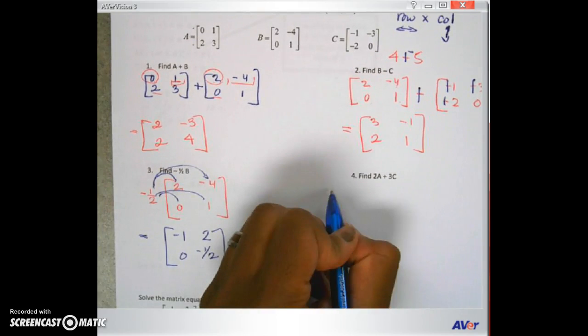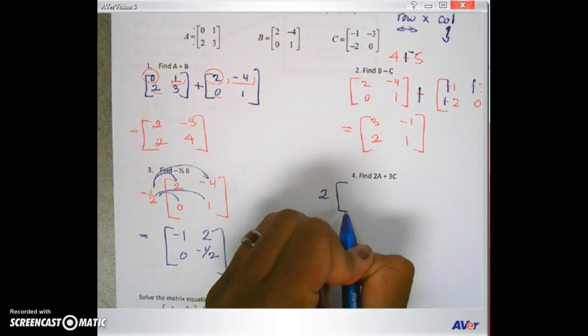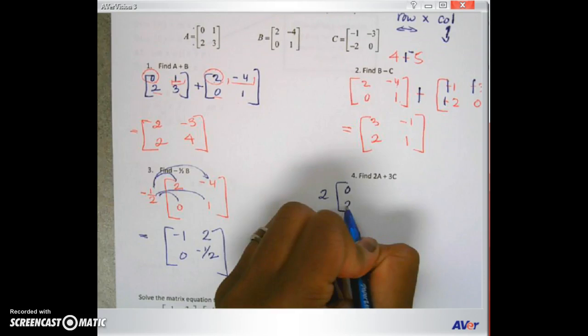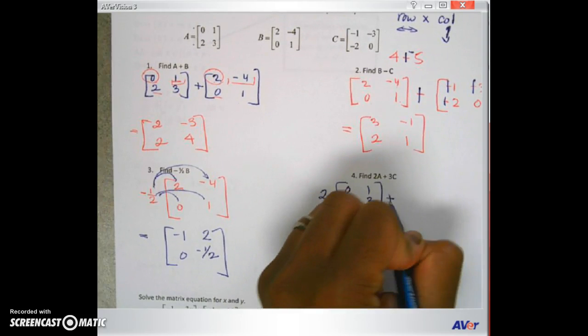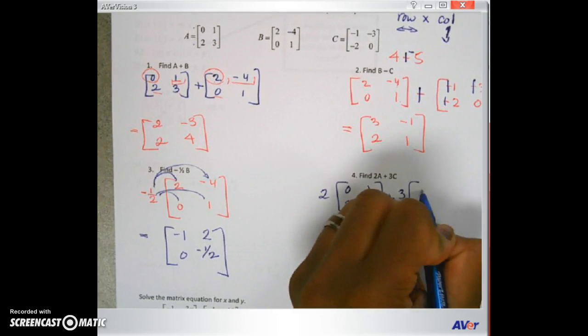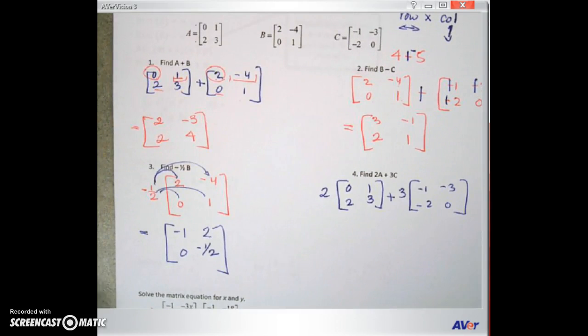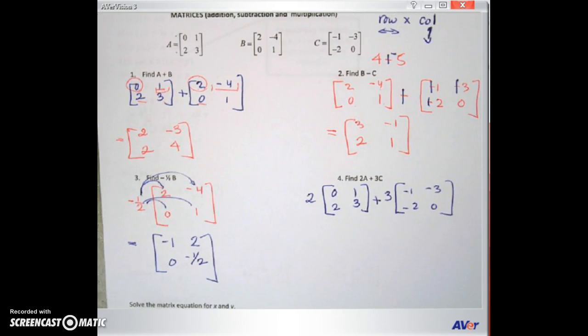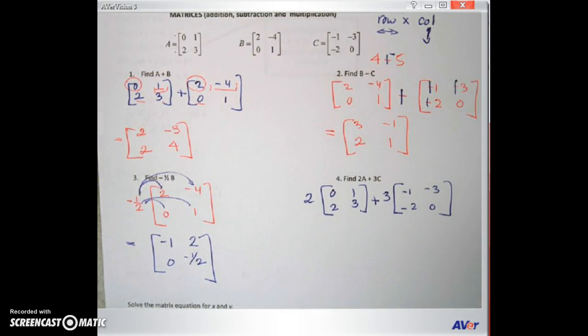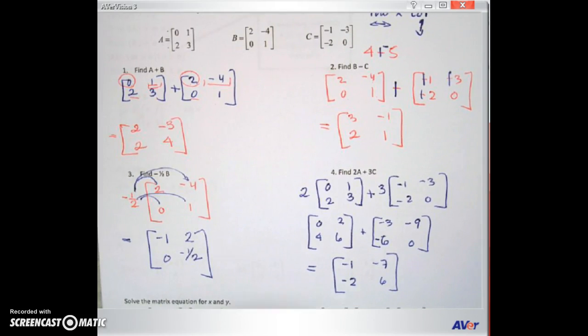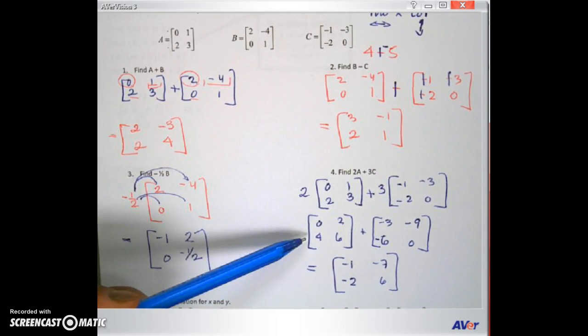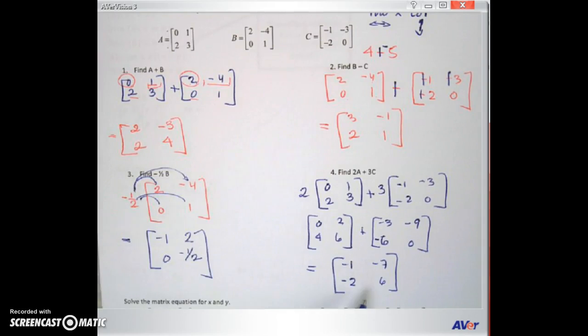For the next one, you're going to do a couple of steps. They would like you first to scalar multiply 2 times A, and then add 3 times matrix C. Use what we just did in examples 1, 2, and 3 and try to solve number 4. Press pause now. So if you multiplied first, you got these two matrices, and then when you combine them you get negative 1, negative 7, negative 2, and 6. You can press pause if you need to see my work to double check yours.